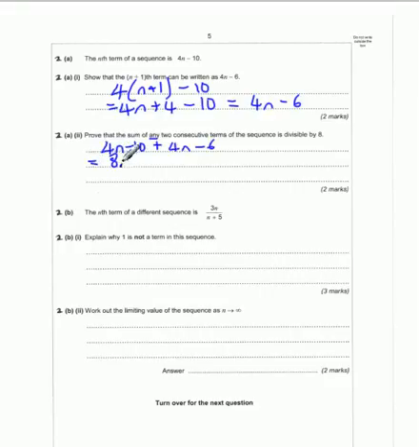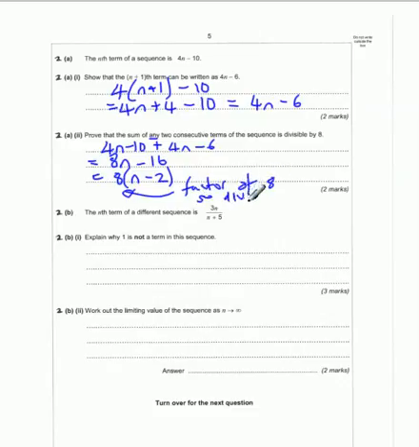Simplifying that gives us 8n, take away 16, and then factorizing we can take out 8. So that's n minus 2 in the bracket. Then this factor of 8 tells us it's divisible by 8. Okay, divisible by 8. For a different sequence, we now have this.